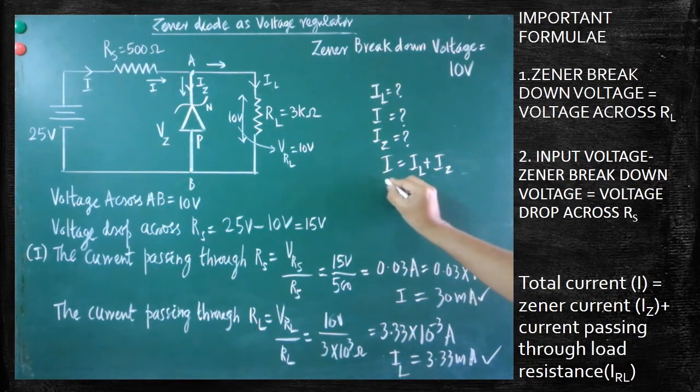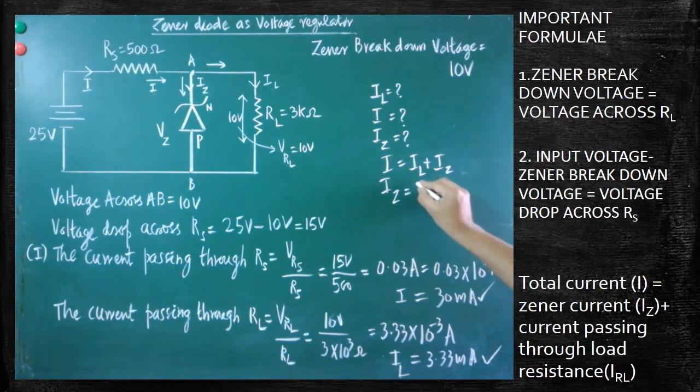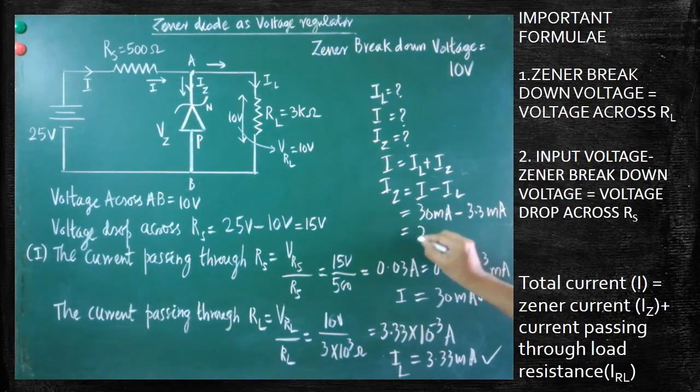Now what is the value of IZ? IZ is equal to total current minus load current. Total current value is already calculated: 30 milliampere minus the current passing through the load resistance, 3.3 milliampere. Now subtract, you will get the answer as 26.67. 26.67 milliampere is the value of current passing through the Zener diode. So this is the value of current passing through the Zener diode.